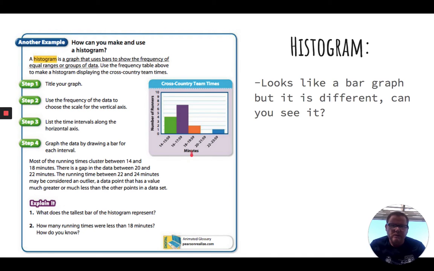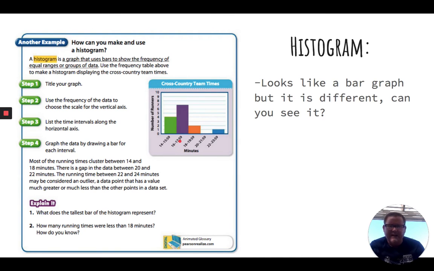So you can look at all those things here, and you can observe some things about this, like what does the tallest bar represent? Well, I know that there's 7 runners right here, but what does that mean? Well, there's 7 runners that finished their 2-mile race in between 16 minutes and 17:59. So 7 runners landed in this time frame.